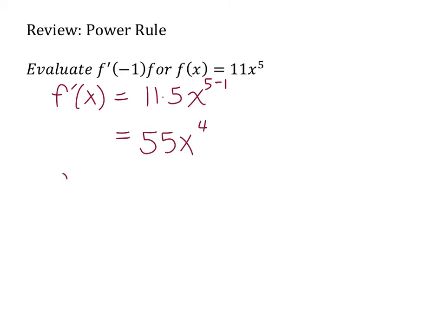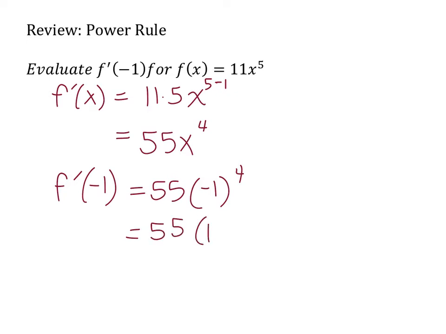For now, I'm actually going to plug it in. f prime of -1, plug that in for x. 55 times -1 raised to 4. I'm going to use PEMDAS, so I'm going to evaluate my exponent first. I know -1 raised to an even power is going to be +1, right? Because negative raised to even is positive, negative raised to odd is negative. So this is going to be 55 times +1, which is just 55.